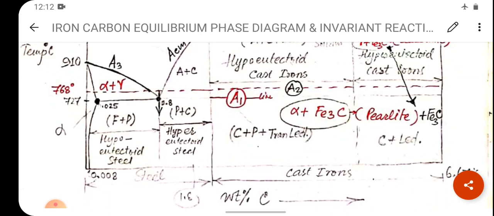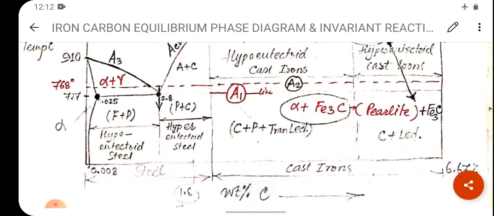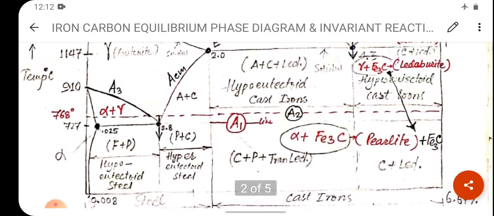So one term I forgot to tell: 2% carbon to 6.67% carbon will give you cast iron. If the carbon percentage is more than 2%, it is known as cast iron. Now it is clear to you. Now 2% to 4.3% will give you hypoeutectic cast iron. I have written here, see this. And from 4.3% up to 6.67% carbon is known as hypereutectic cast iron.